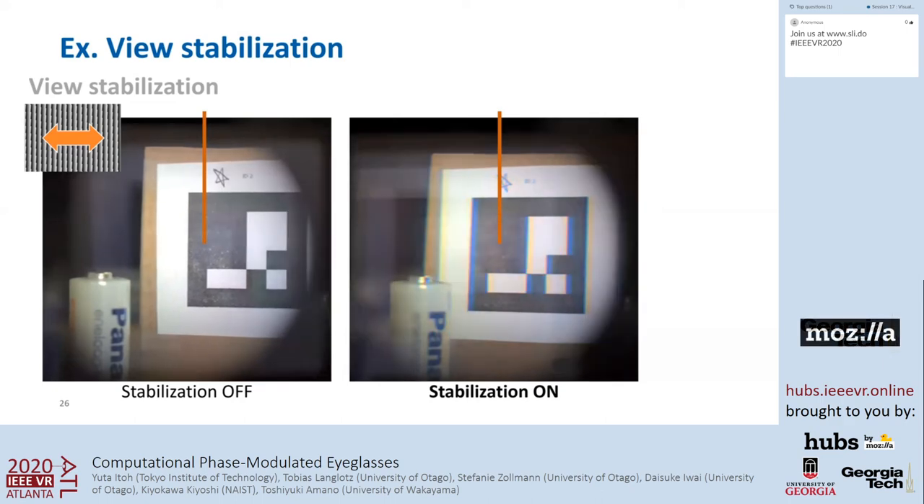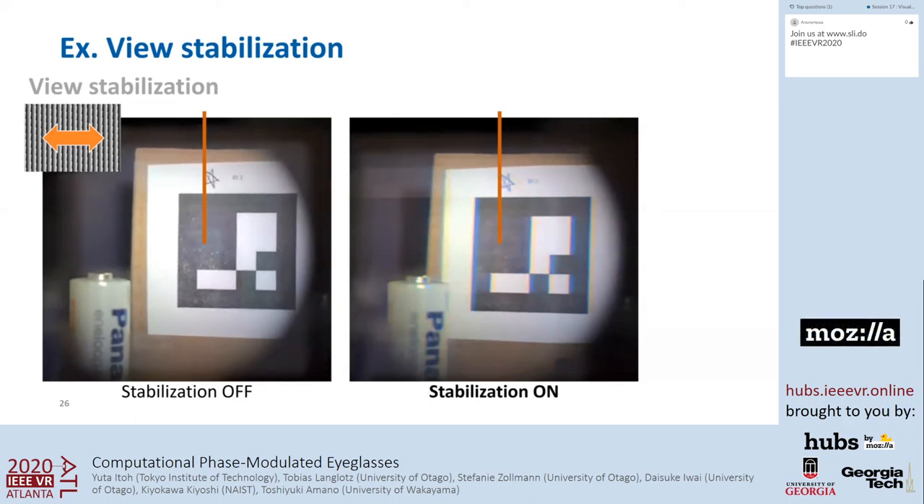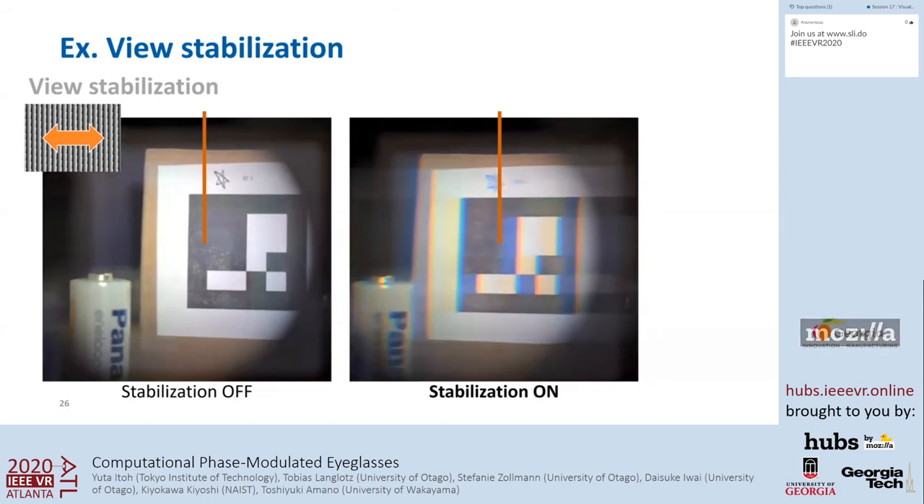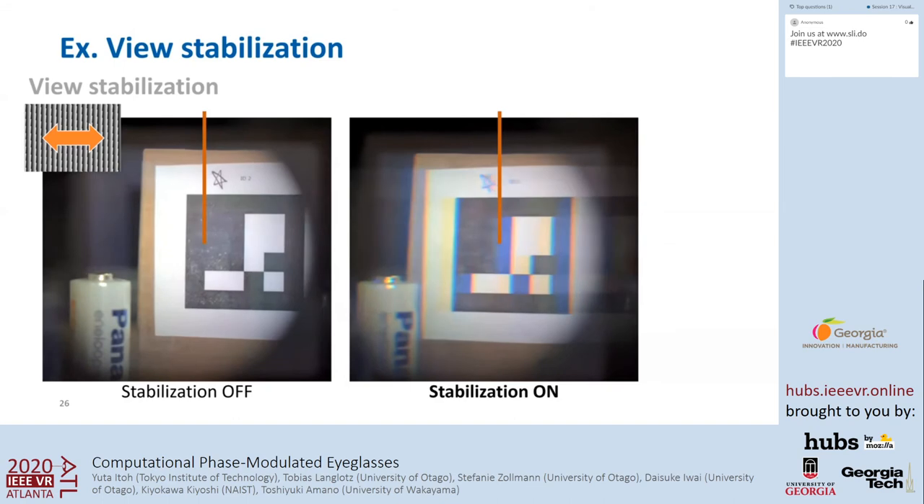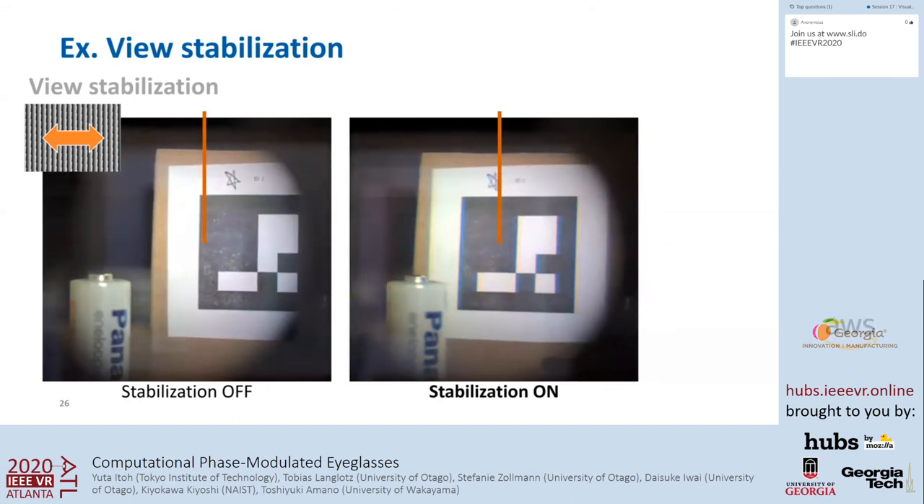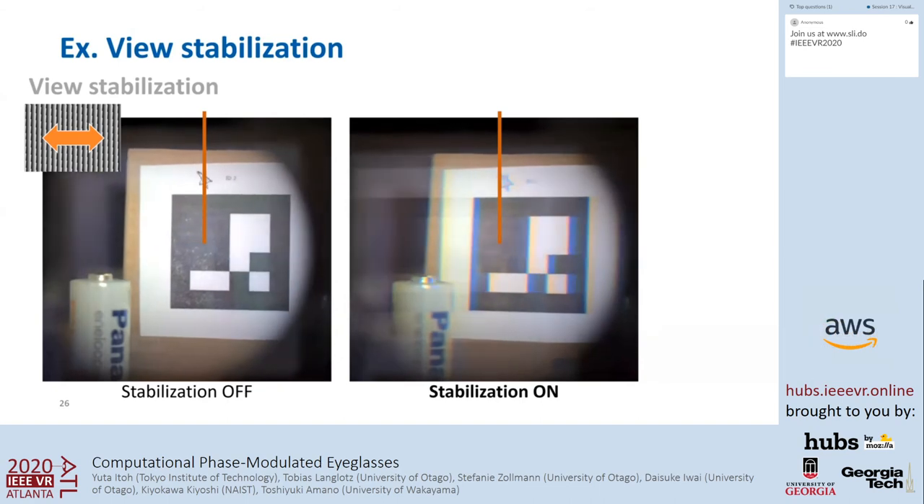Okay, let me play again. So it's kind of unstable, but still it's somehow stabilizing it. And we find it's a very interesting application because it's again a dynamic feedback of the scene camera and the programmable lens.